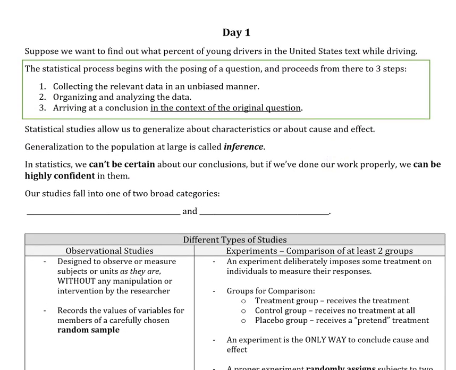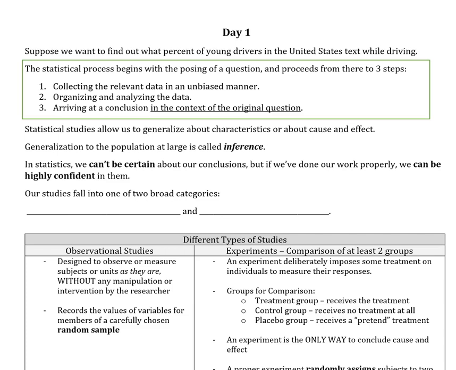So suppose you want to find out what percent of young drivers in the United States text while driving. Right there, by me posing a question, I have started the statistical process. In order to answer the question, I have to follow the following 3 steps. I need to collect the data in an unbiased manner, organize and analyze it, and then arrive at a conclusion in the context of the original question.